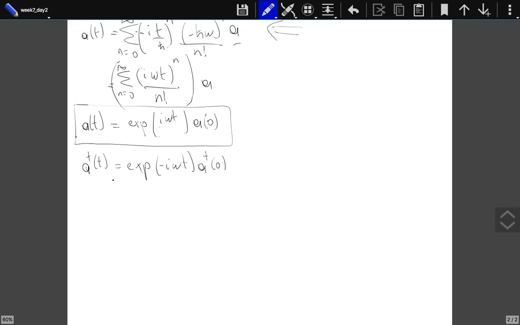Now, what about x? Well, I would just ignore the proportionality constants. You can just look them up. X was, if you remember, proportional to A plus A dagger.